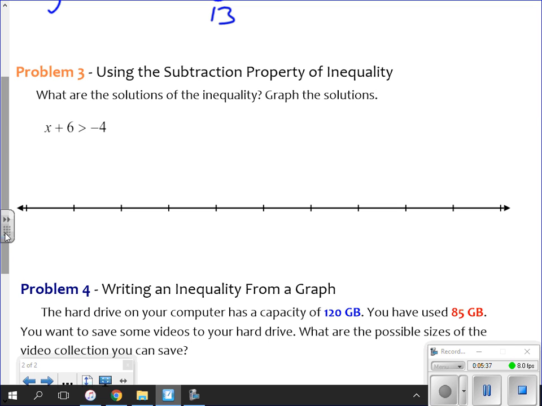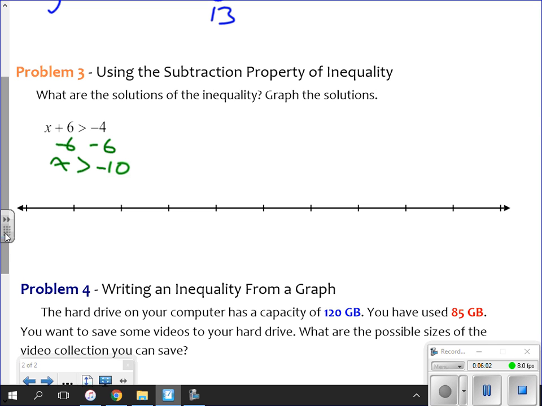Okay, using the subtraction property instead of the addition property. I have X plus 6 is greater than -4. How am I going to solve this one? Subtract 6 from both sides. Really not too hard today. So I get X is greater than -10.